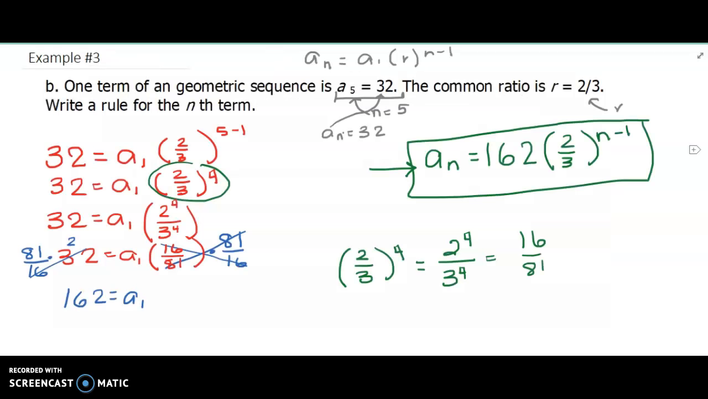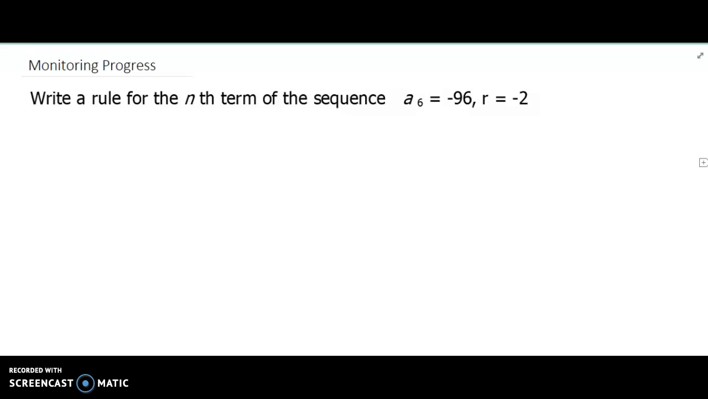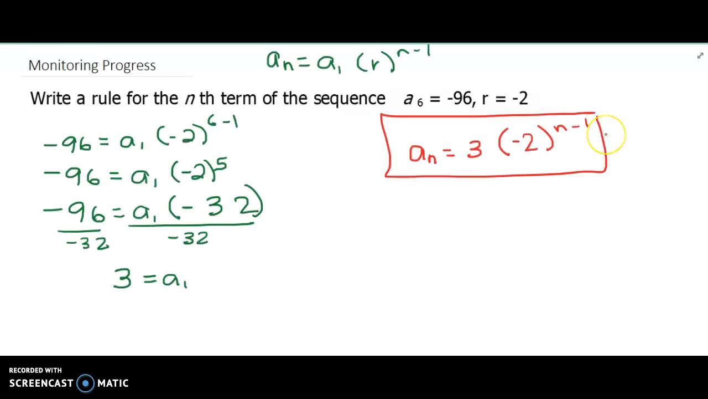All right, guys, if you got example B incorrect, I highly encourage you to pause this. Go ahead and try to do the monitoring progress. If you got example B correct and you're feeling good, you could probably skip this. But if you need to try it, please do. So go ahead and pause this video, work it out, and then I'll go over it. All right, if you worked it out, this is what you should have gotten here. It's probably quite a bit easier than the second part of example 3.